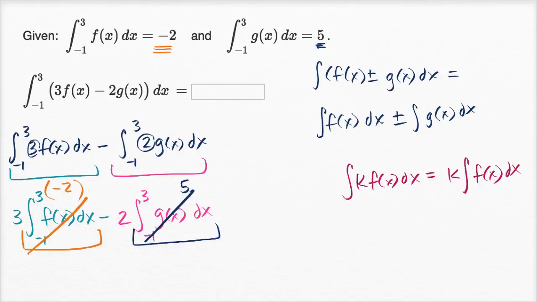And so the whole thing is going to be 3 times -2, which is equal to -6, minus 2 times 5, minus 10, which is equal to -16. And we're done.